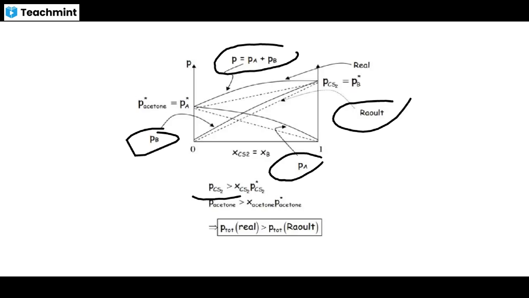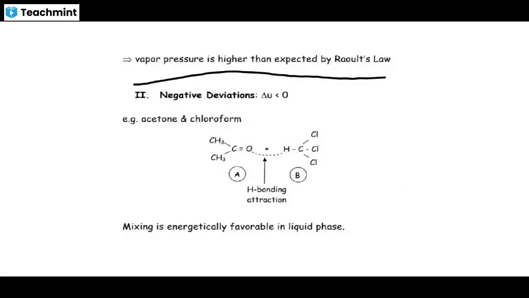This is for ideal behavior. So the pressure of acetone is greater than the mole fraction of acetone times its pure-state pressure. That is, the total pressure is also greater than the Raoult pressure. The vapor pressure is higher than expected by Raoult's law.